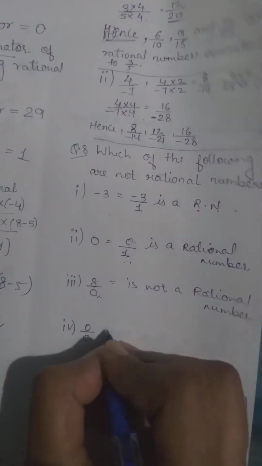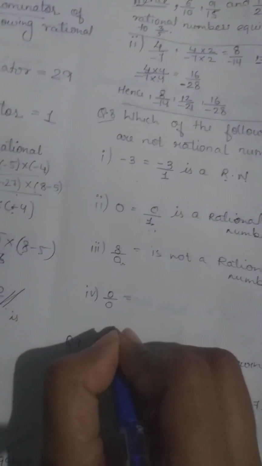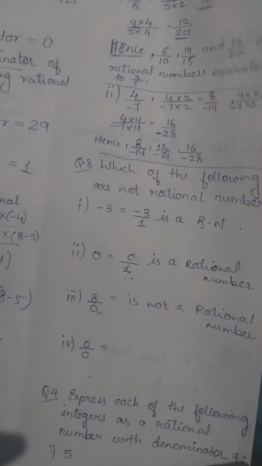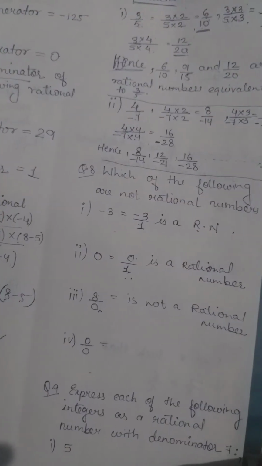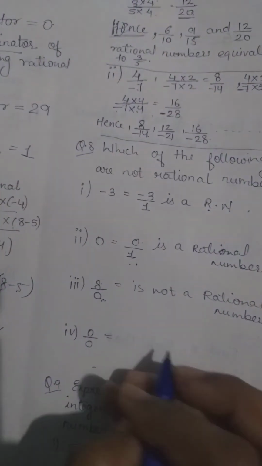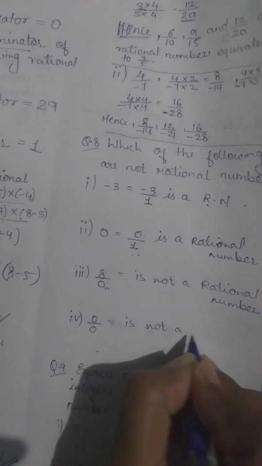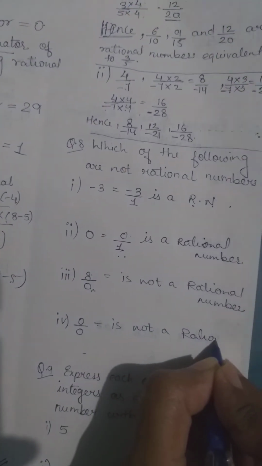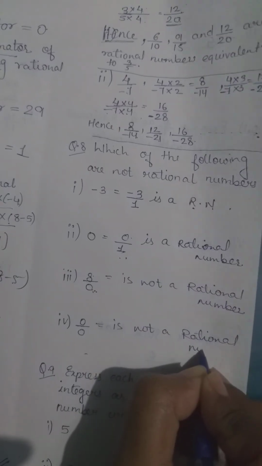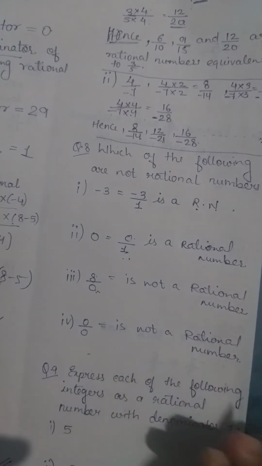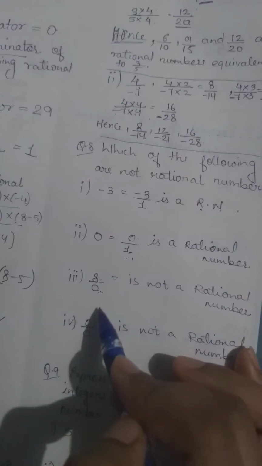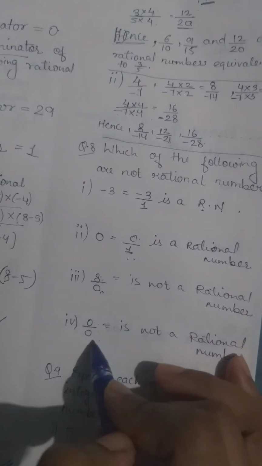Okay, students. Next one, 0 by 0. Both numerator as well as denominator are 0. So it is not a rational number. Okay. So one condition, that the denominator should not be 0. Moving towards the next question.